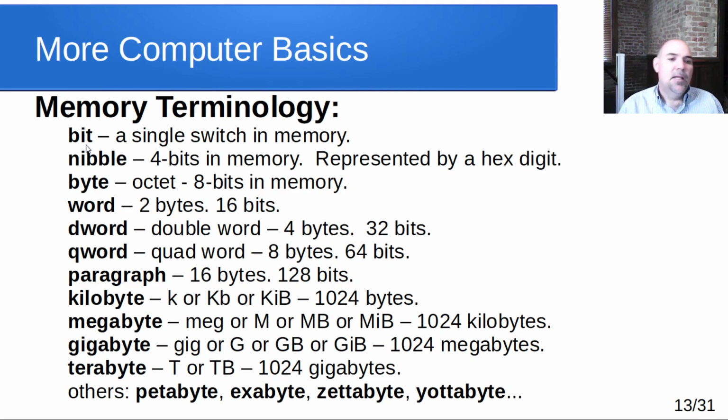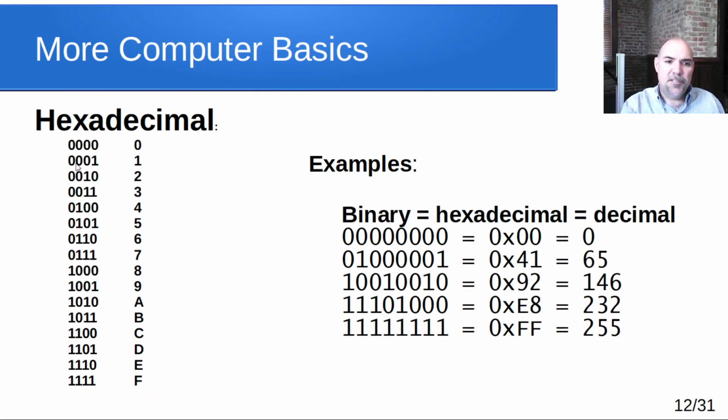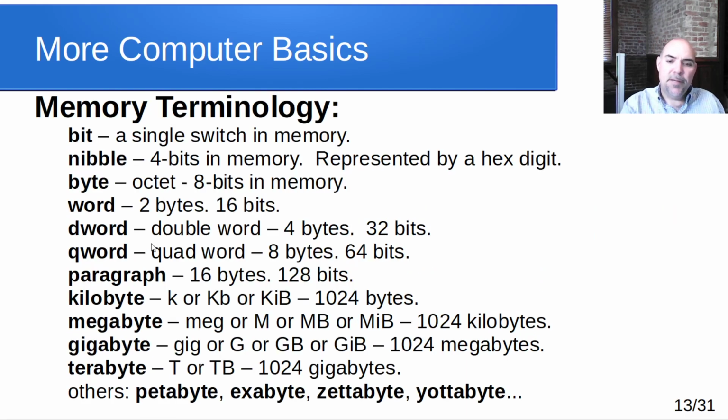That's 1 bit. Now a nibble is 4 of those bits together. So in other words, if I take 4 bits, that's what we would call a nibble. And that's represented by a single hex digit. So looking back over here, each of these is a nibble. There are 16 possible distinct nibble patterns for 4 bits, each one represented by a hex digit.